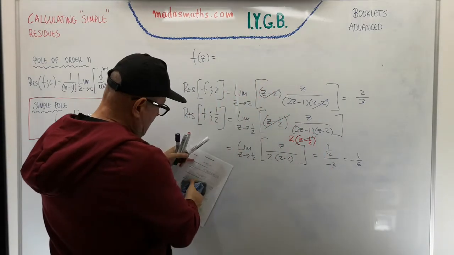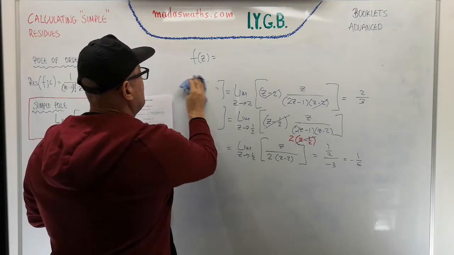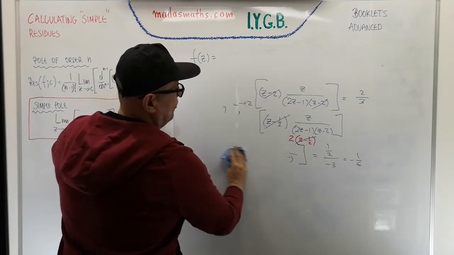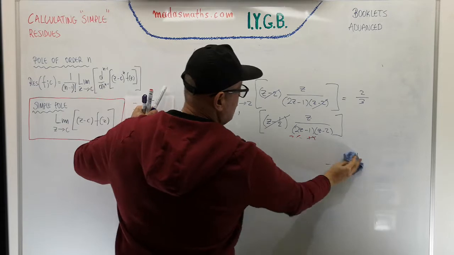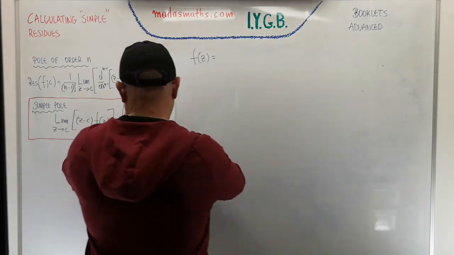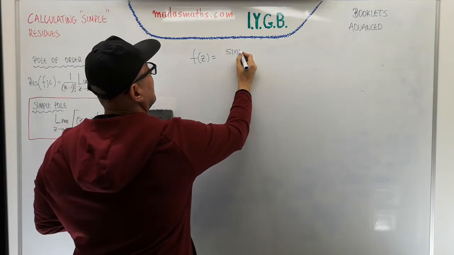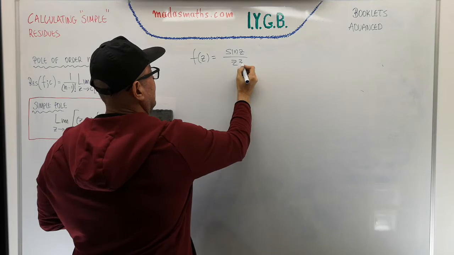Most of the poles will be simple. Let me just move that here so I can see the next question. The next question will be different. It is sine of z over z squared. We can do that 2 different ways, I guess. Sine z over z squared.